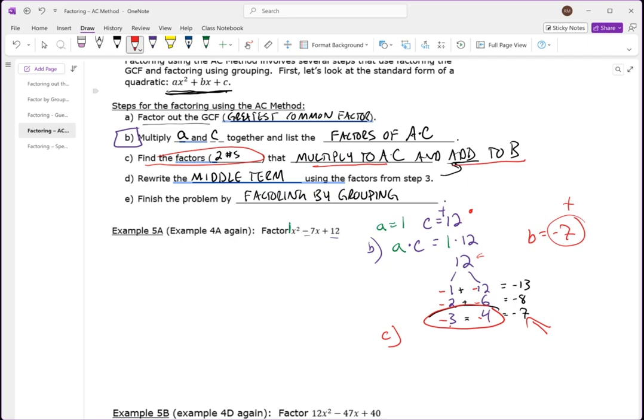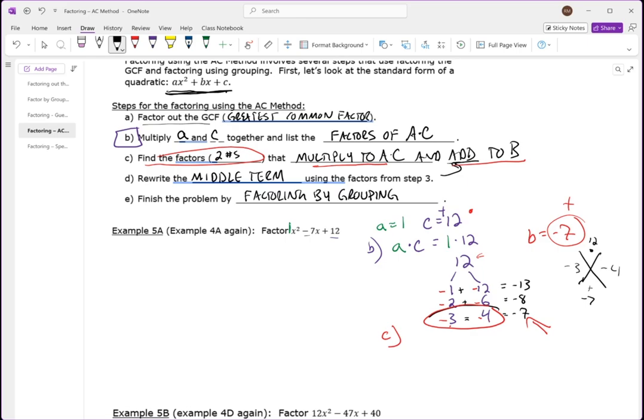So, for some people, when the a value is 1, you'll see this whole multiply to a number and add to a number. And so people will put up here the 12 and they'll put up here the -7, and then they'll just start writing numbers here like -3 and -4.